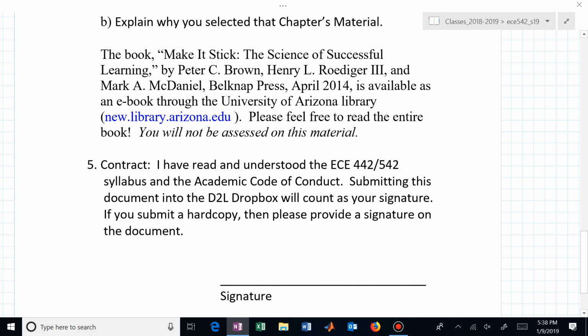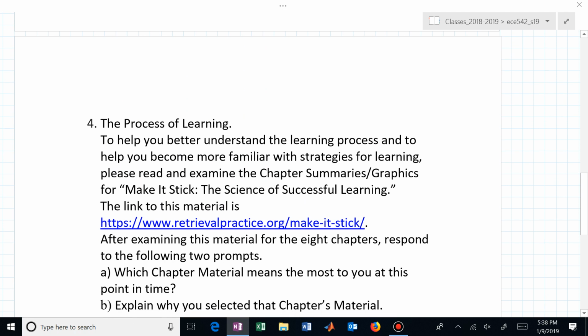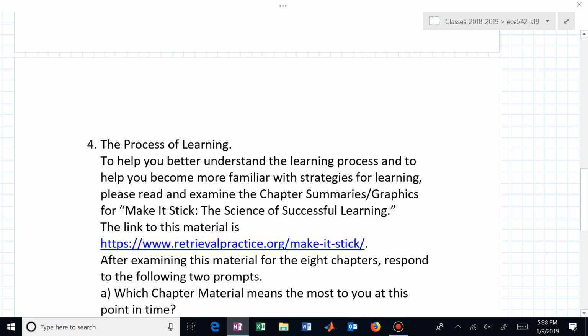If you submit the passport into the Dropbox on D2L, that effectively is your signature. You don't have to worry about trying to sign this, scan it if you don't want to, but you can now that we have all of that available to us without much effort. Any questions on the passport assignment?